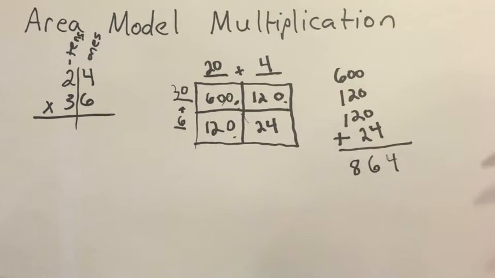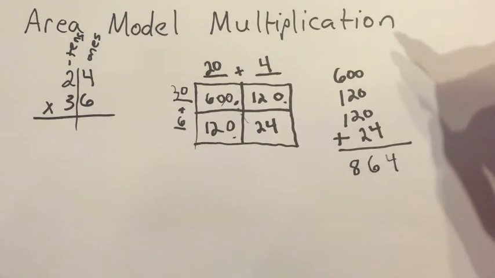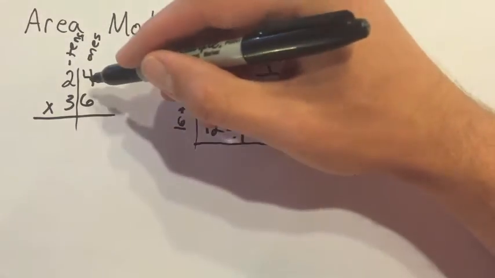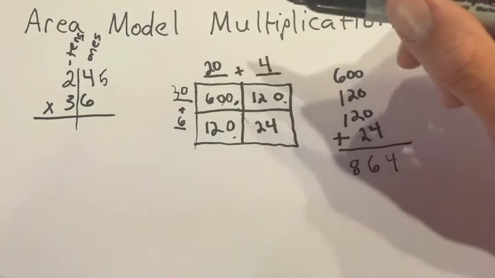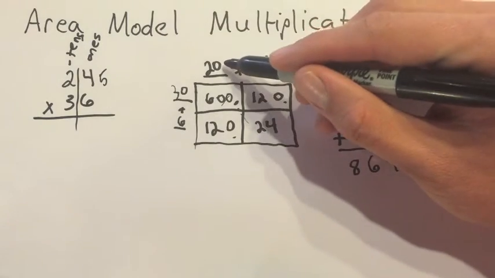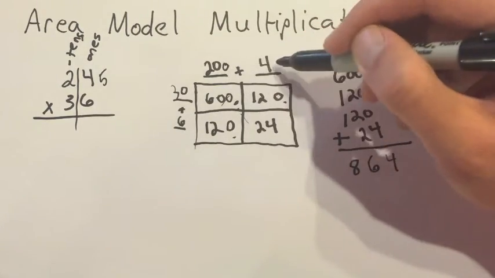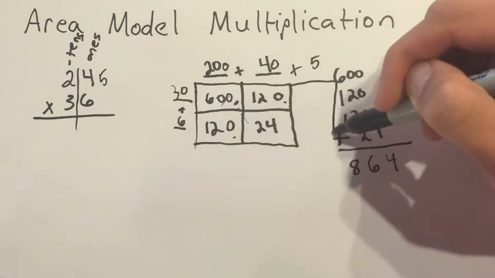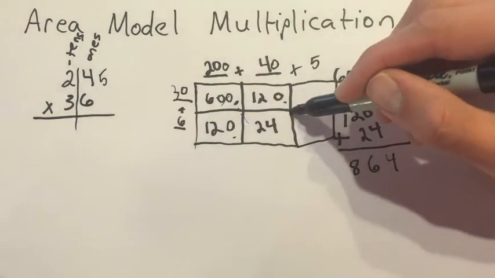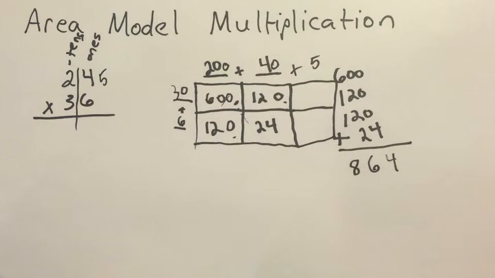So practice this with your students at home. Have them do a couple of problems. You can even try this with larger numbers if they get really comfortable with this. Say if you had a 3-digit number, like if we added 5 to this and made that 245, the only thing that would change is now we would have 3 columns: 200 plus 40 plus 5. We would just extend our box out here and do the multiplication in the same process.